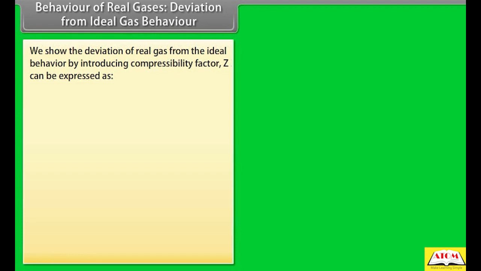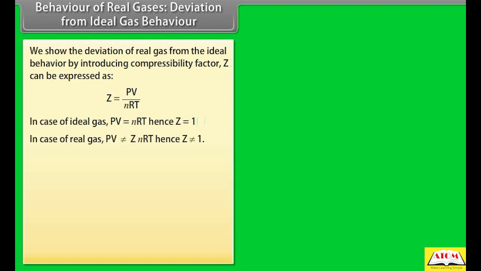Behavior of real gases. Deviation from ideal gas behavior. We show the deviation of real gas from the ideal behavior by introducing compressibility factor Z. Z can be expressed as Z = PV/nRT. In case of ideal gas, PV = nRT. Hence, Z = 1. In case of real gas, PV ≠ nRT. Hence, Z ≠ 1. Thus, in case of real gas, the value of Z can be less than 1 or greater than 1.